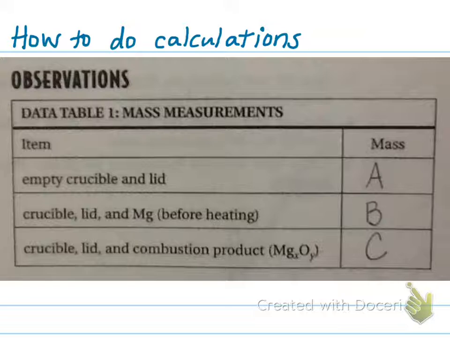So when I say A, I'm talking about the mass of the empty crucible and lid. When I say B, I'm talking about the mass of the crucible, lid, and magnesium before you heat it. And when I say C, I'm talking about the mass of the crucible, lid, and combustion product. Okay?